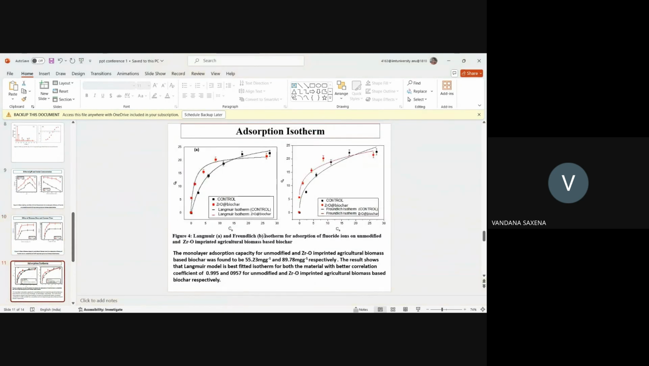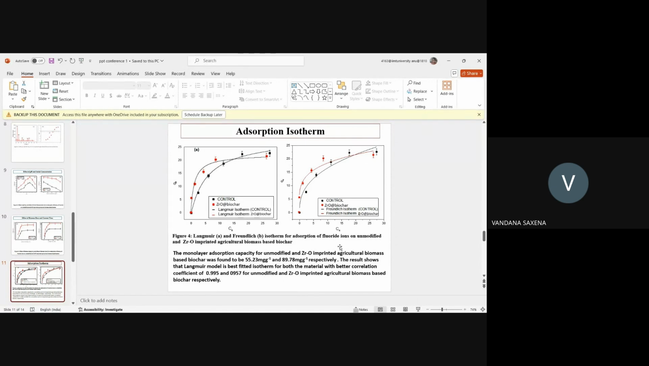So this is the result of the adsorption isotherm. Here we found that the Langmuir isotherm fits best in both the cases. However, the higher adsorption capacity was found in the case of zirconium oxide imprinted agricultural biomass, which is 89.78 milligram per gram, in comparison to the unmodified, which is 55.23 milligram per gram, though it is also very effective for removal of fluoride ion from water bodies.